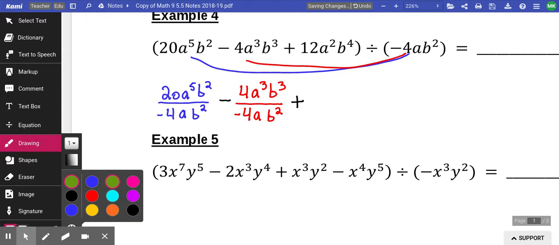We're going to distribute it to the middle. We now have 12a squared b to the 4 divided by negative 4ab squared. And some interesting things happen with this one. Some things that we haven't seen before. So I'm going to let you write this down. Then we're going to go through each term so you can see what happens.